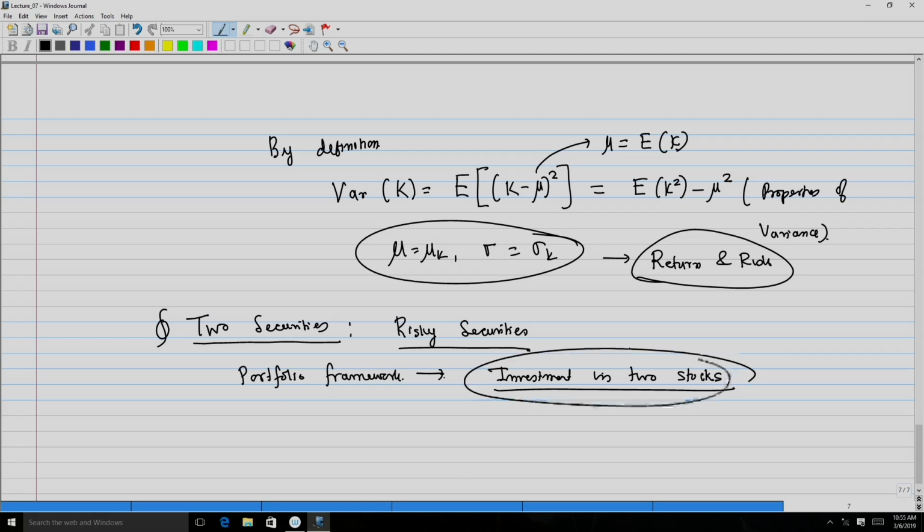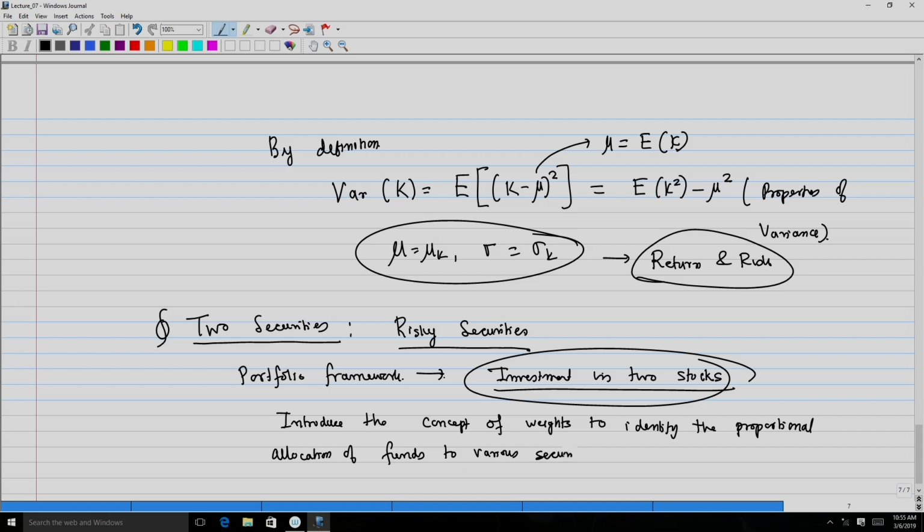When you are talking about investment in two stocks, it is time for us to introduce the concept of weights to identify the proportional allocation of funds to various securities, instead of specifying the number of shares of the security, or in our case stocks.